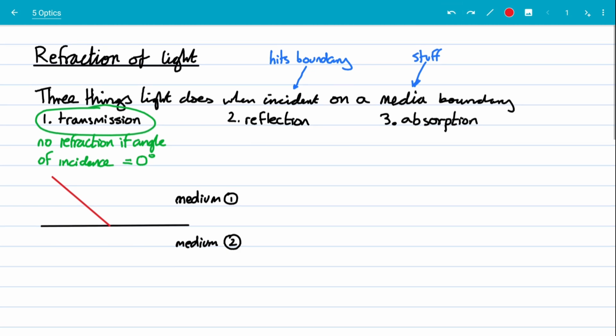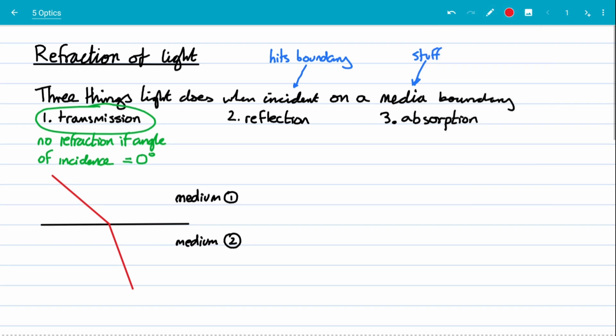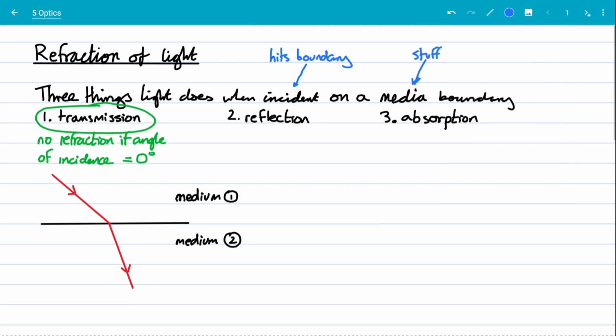And we might have a situation where the ray changes direction, like this. Now, whenever we draw rays, we have to do arrows to indicate the direction of energy flow, just like that. So those are our rays. And you probably remember from the waves topic that wave fronts are always going to be perpendicular to the energy transmission direction. So we'd have a bunch of wave fronts, which for some reason it's not letting me draw.